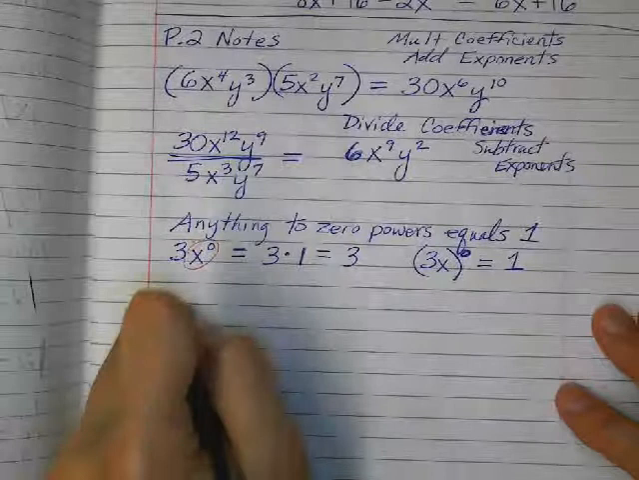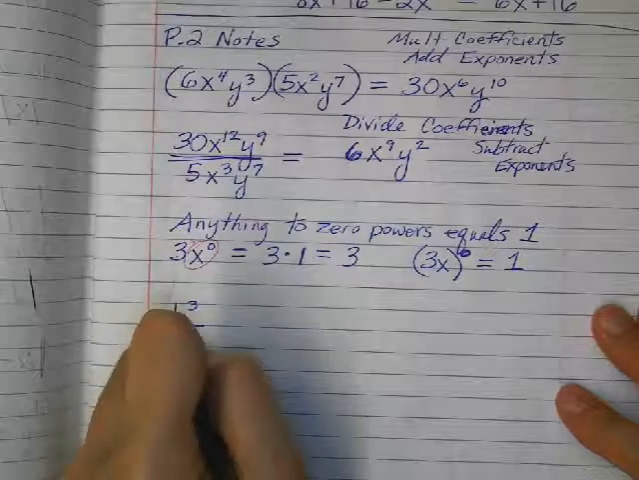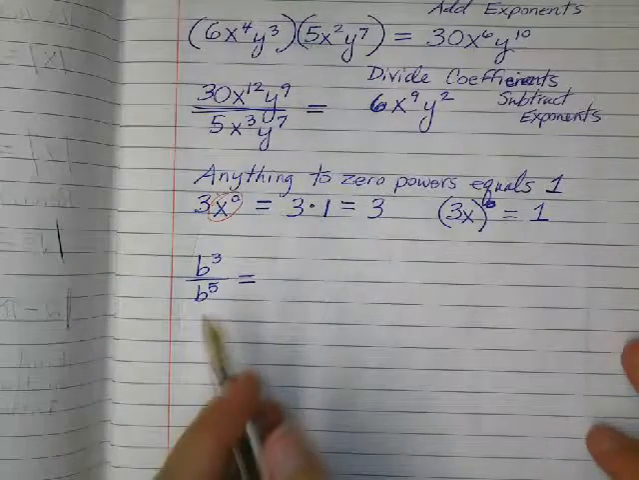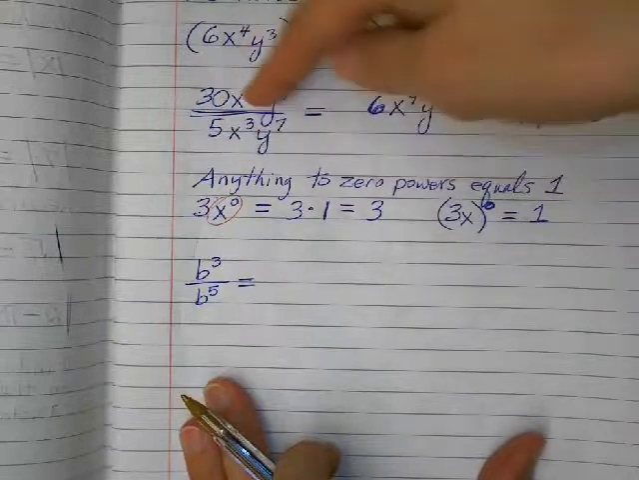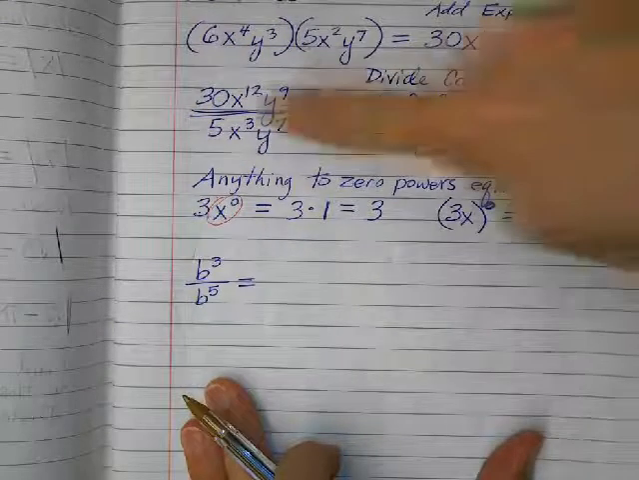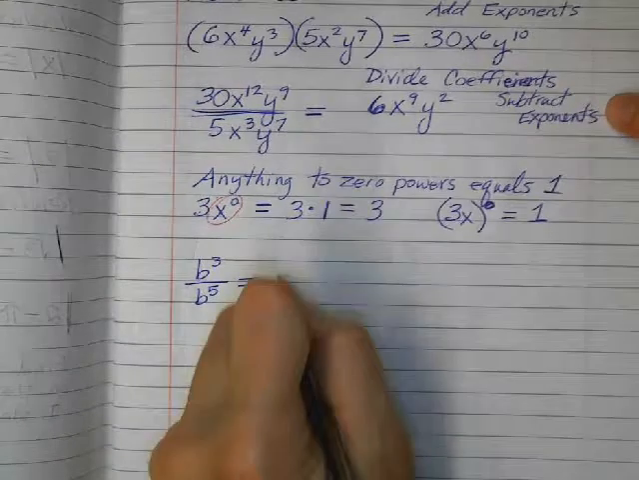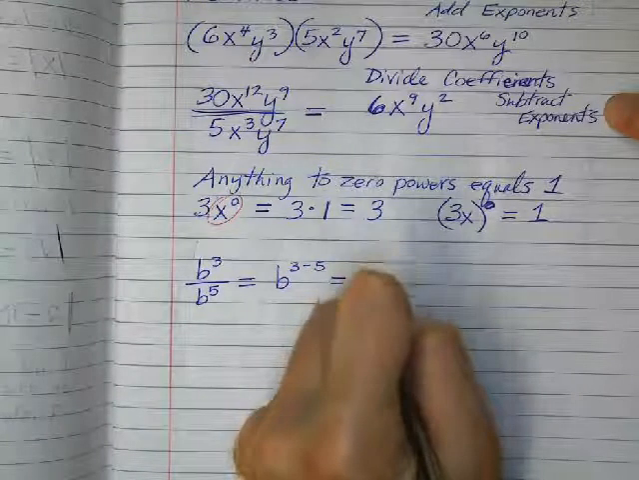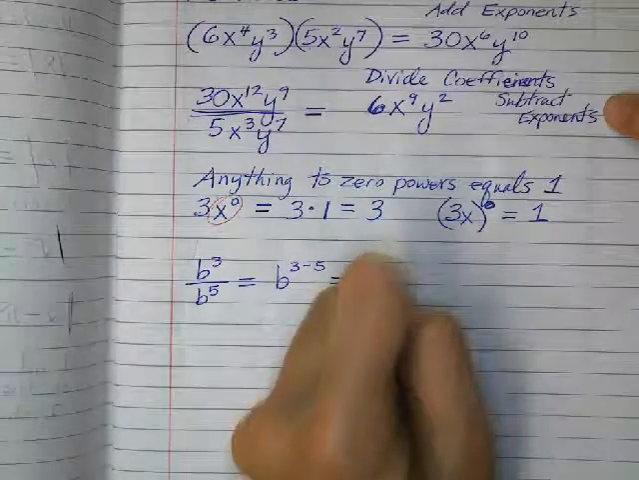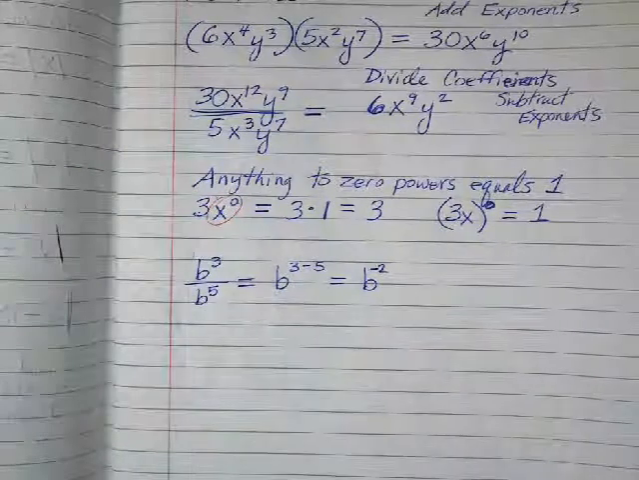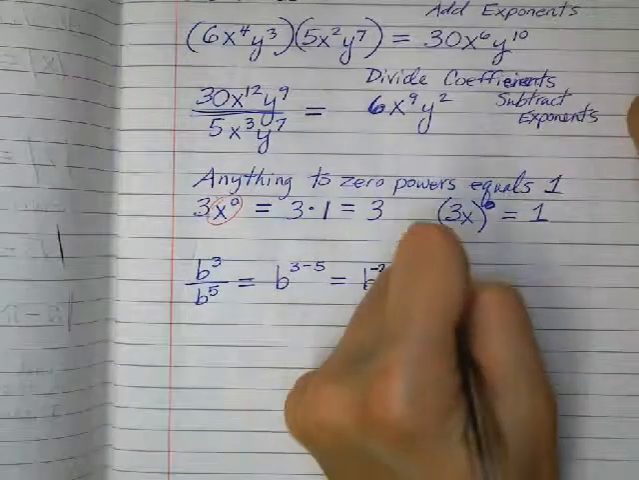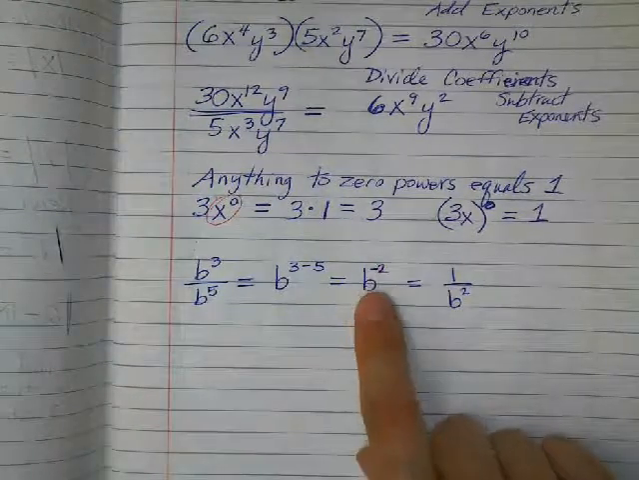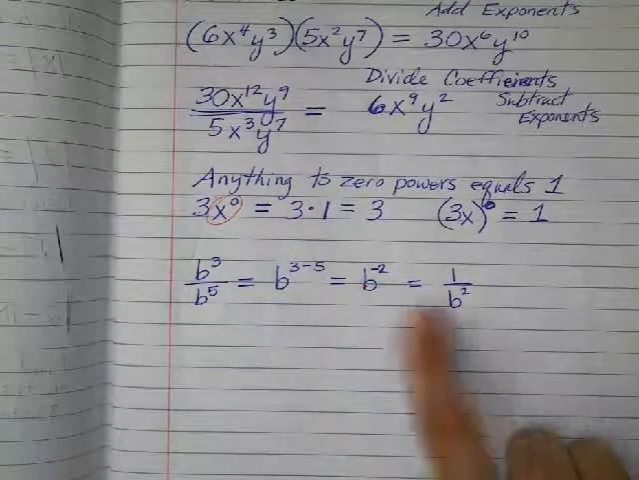Okay, what if we got b to the third over b to the fifth? We talked about this, and you said when you do the fraction, you subtract the exponents. So if I subtract 3 minus 5, I get negative 2. So how do you deal with a negative? You have to put 1 over b. If you get a negative exponent, you can't leave it like that. You have to put it in the denominator.